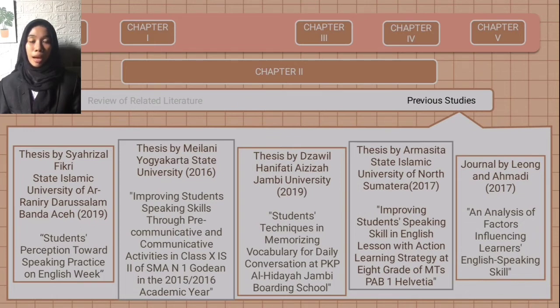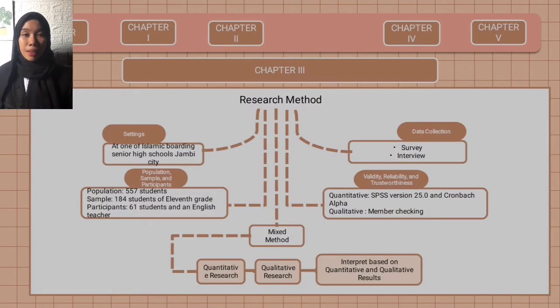Journal by Leong and Ahmadi 2017 with the title An Analysis of Factors Influencing Learners' English Speaking Skill. In Chapter 3, Research Method, I use a mixed method in conducting this research, so the result is based on quantitative and qualitative data. The setting is one of the Islamic boarding senior high schools in Jambi City, in the 11th class of female students, during 26 August until 26 September 2021.